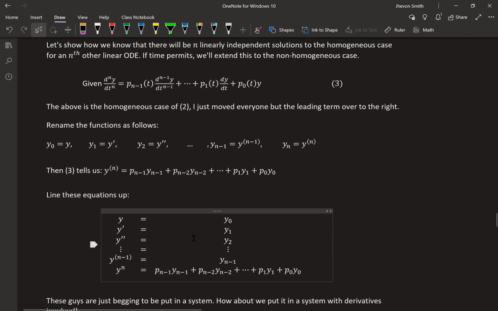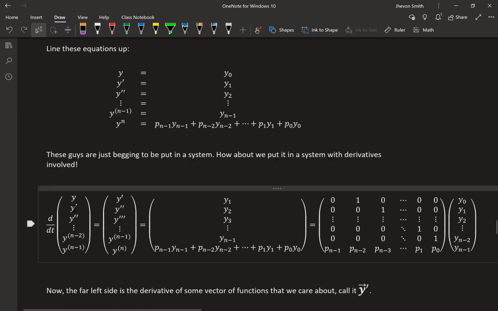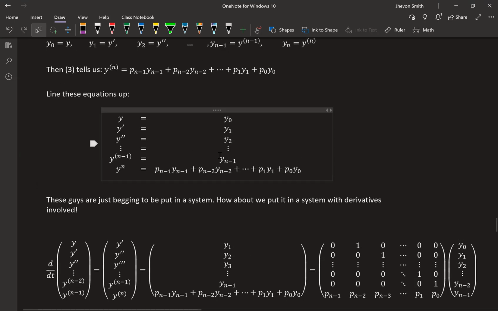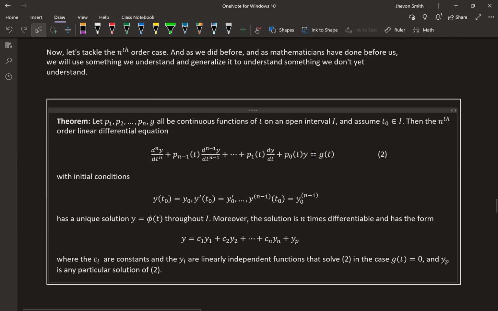And these guys just beg to be thrown into a system of equations, so you do that. When you throw them into a system of equations, this is what you get. If I hit the differential operator on this vector, the derivative of y is y prime, the derivative of y prime is y double prime, the derivative of y double prime is y triple prime, etc. That gives me this. Now my y prime I relabeled as y1, my y double prime as y2, y triple prime as y3, etc., all the way down to yn. My yn, as you can see at the bottom of this vector, is just this entire list right here. That came from the fact that I brought everyone over to the right side.